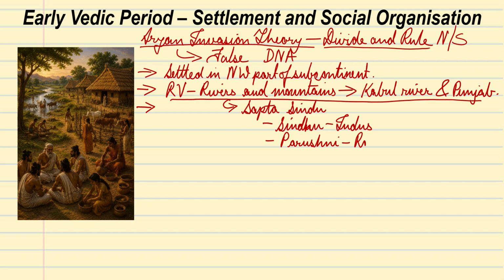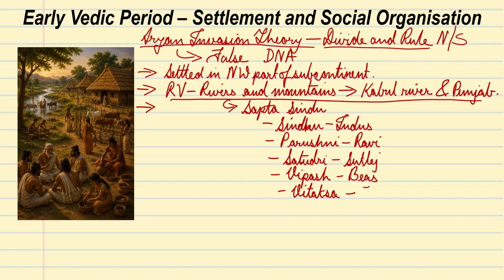Parushni is the Ravi river. Then we have Satudri, which is the Sutlej river. Next, Vipash, which is the Beas river. Then we have Vitatsa, which is the Jhelum. Then we have Ashkini, which is the Chenab.